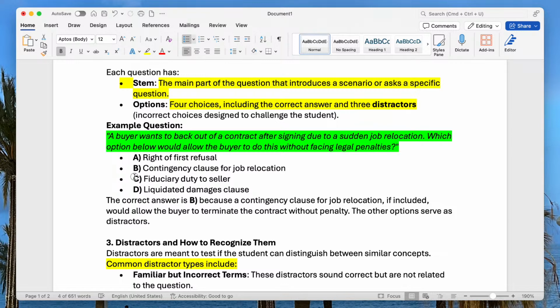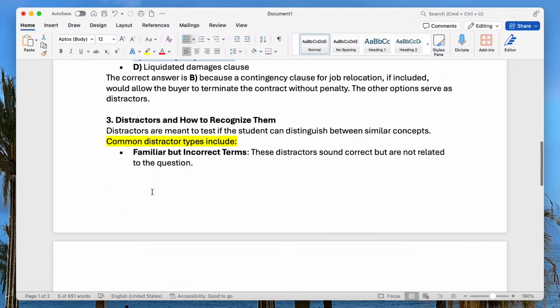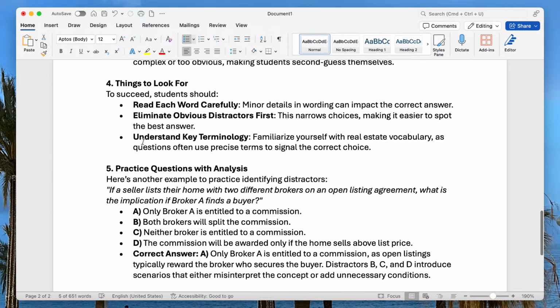Well, I think we could probably eliminate C right out of the gate, because there's no fiduciary duty to the seller. And if you can't remember fiduciary duties and who owes what to who, then you haven't studied or reviewed your material, okay? Because we talk about this. So we could eliminate C right out of the gate. And now we're down to A, B, and D, correct?